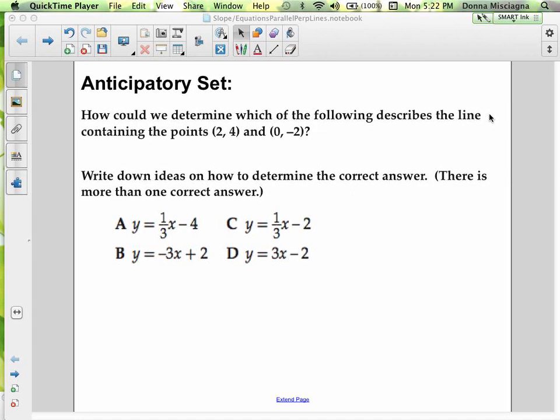All right, welcome back. Let's see, what things did you come up with that you could use to figure out the equation of the line? Well, I know the first thing I have to do for a line is I would need to know what slope it is. So maybe I could find the slope.